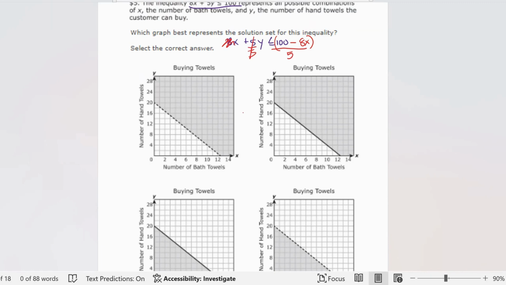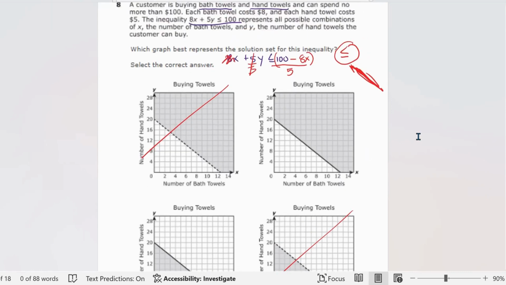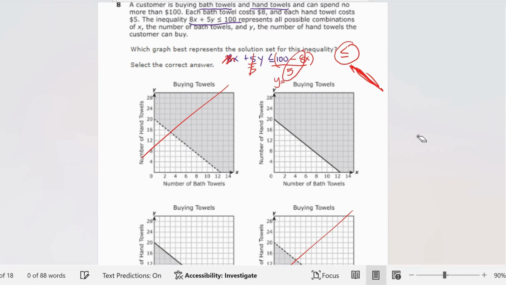But take note, it says here less than or equal. So this means this is a solid line. A solid line, okay? So we can eliminate something here. We can eliminate this, eliminate this. Okay, solid line. Now, we need to find the slope and y-intercept. So what y equals, my slope is this.